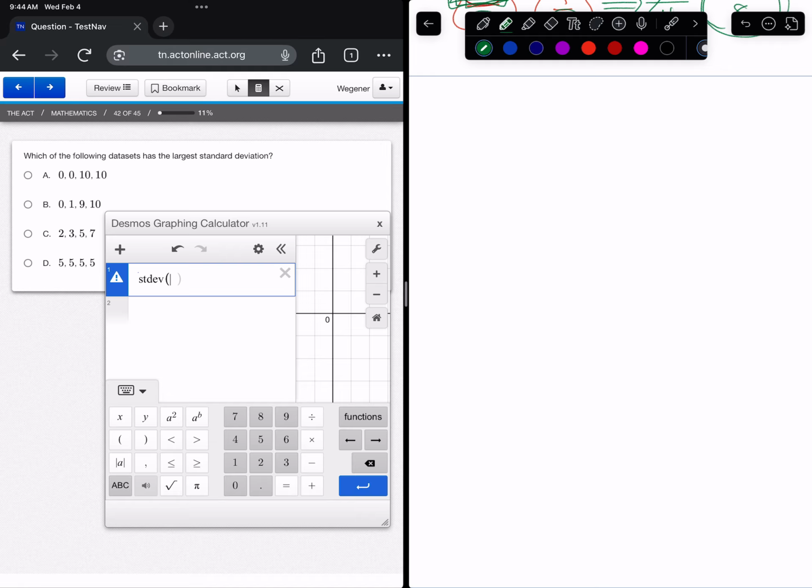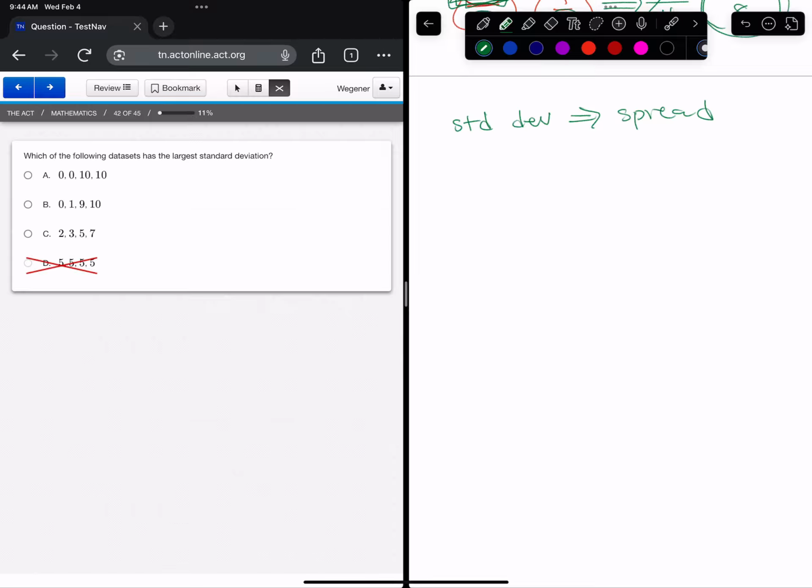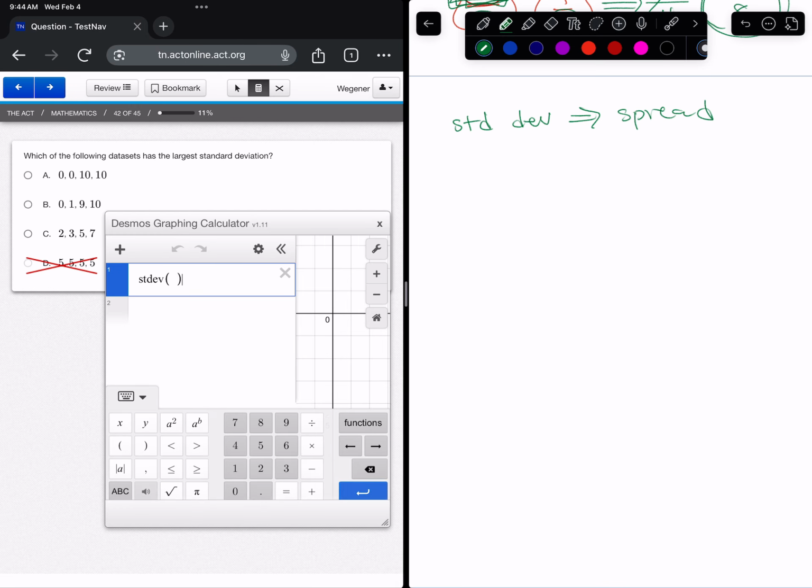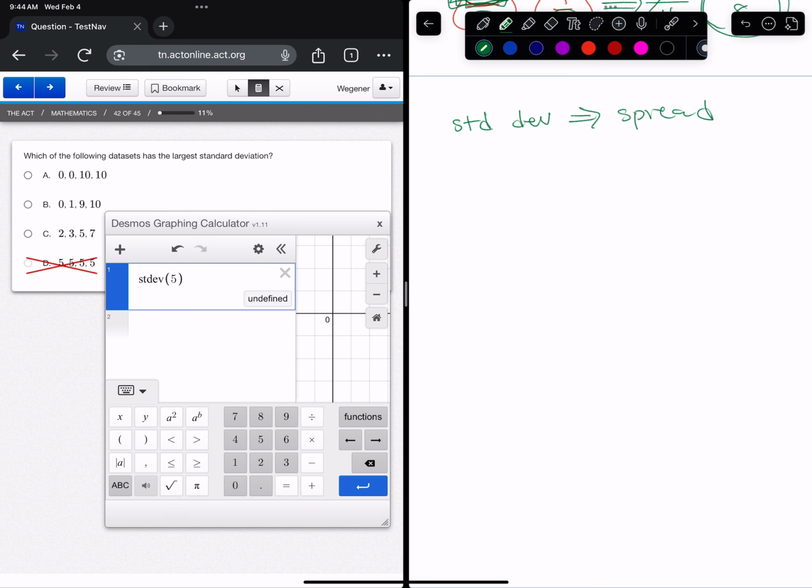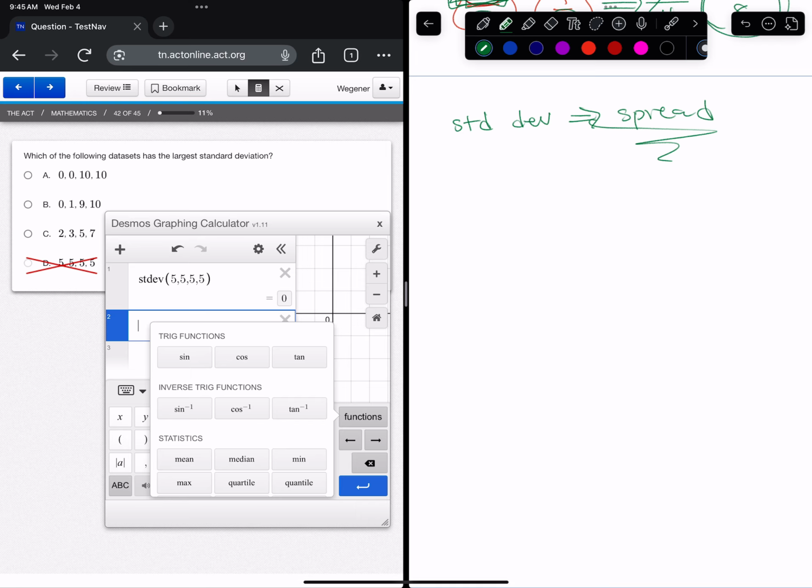Standard deviation, its definition is basically the spread. How spread out is the data? Well, I just know if you have the same thing over and over again, your standard deviation could be 0. In fact, let's just put it in the calculator. 5, 5, 5, 0. Makes sense. If you have all the same data points and it's 5, there's no variation. There's no spread, okay? So let's go ahead and do the other ones.